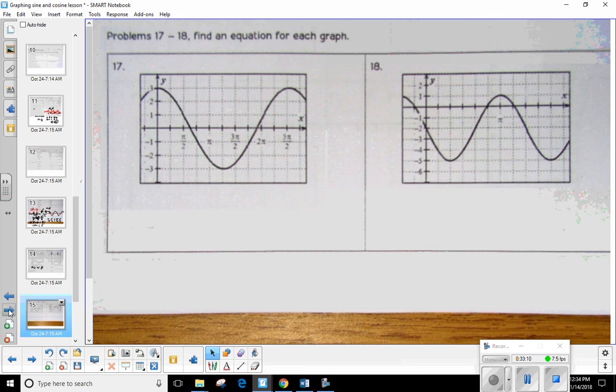All right. So are we feeling a little better about sine and cosine? About graphing it? Okay. Good. Good. All right. Thank you.